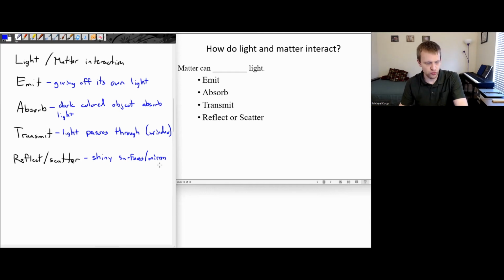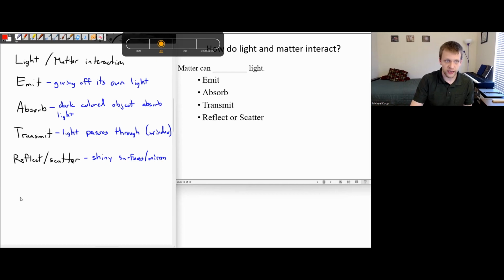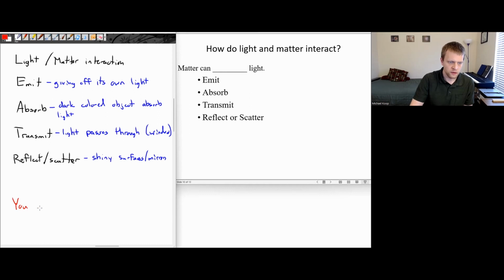A point that is really helpful for identifying what particular colors you see is this. You can only see light that is entering your eye. So let me make a quick note of that. You can only see light that enters your eye.